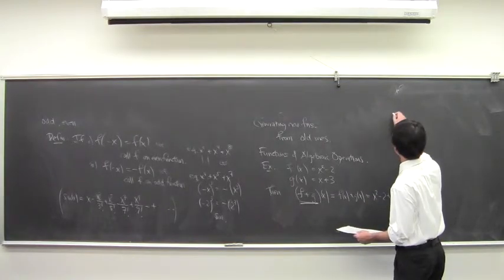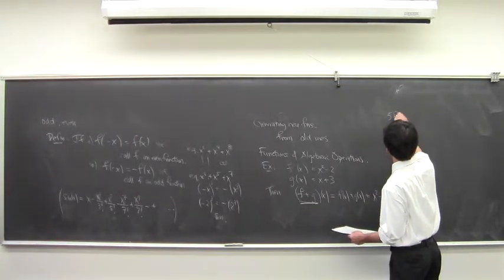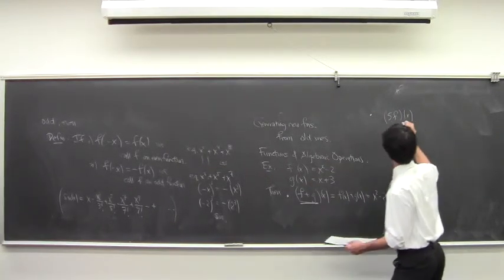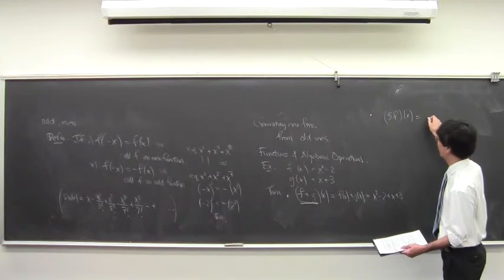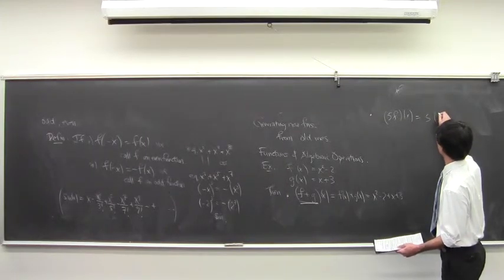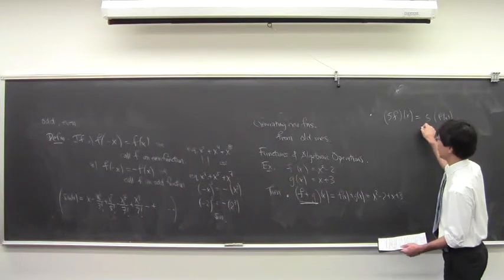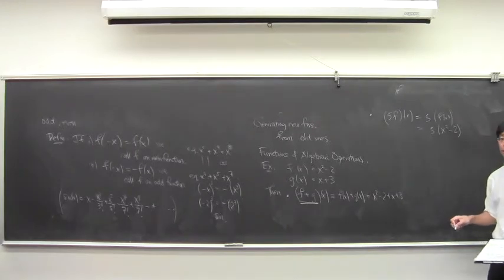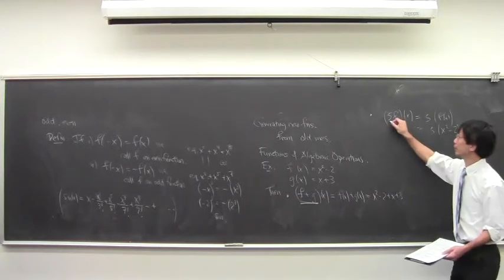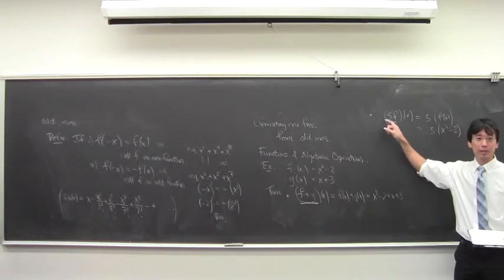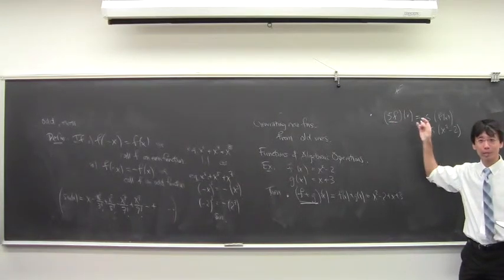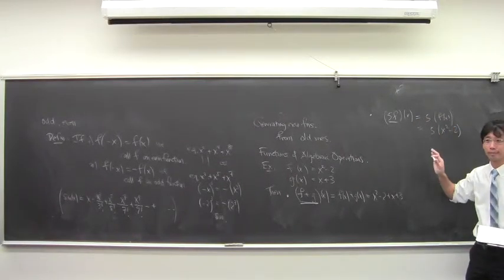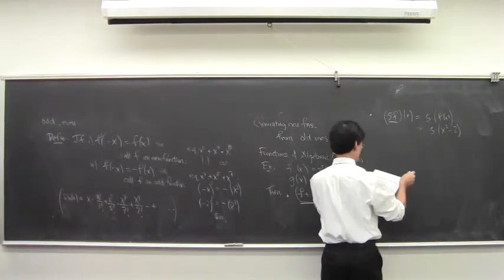If I write 5f of x, what I mean by that is 5 times f of x. So that's going to be 5 times the quantity x squared minus 2. So you create this new function called 5f. That one just gives you 5 times what f would have given you. So nothing fancy.